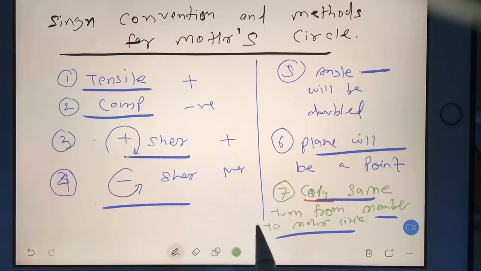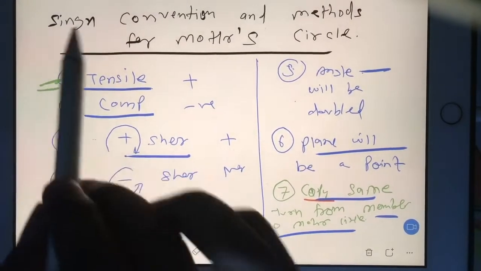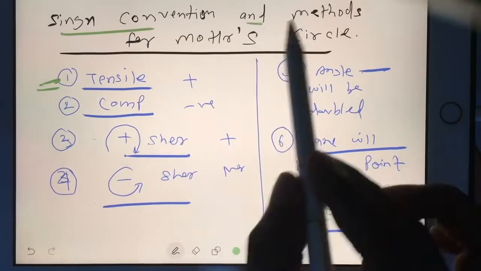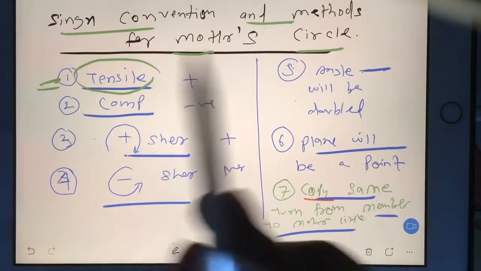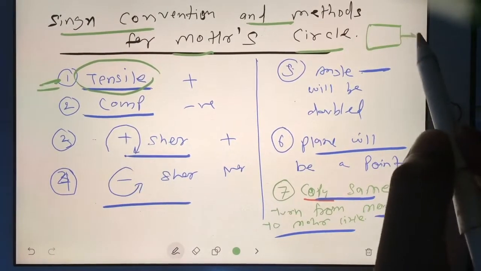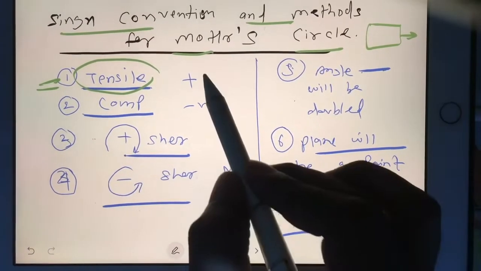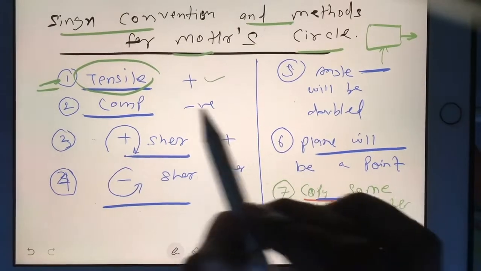I will explain again what it means. Tensile means, actually this is the sign convention and methods for Mohr circle. Quickly we can revise. Tensile means if the member is given like this and a tensile force is acting on the member, then you take it positive.